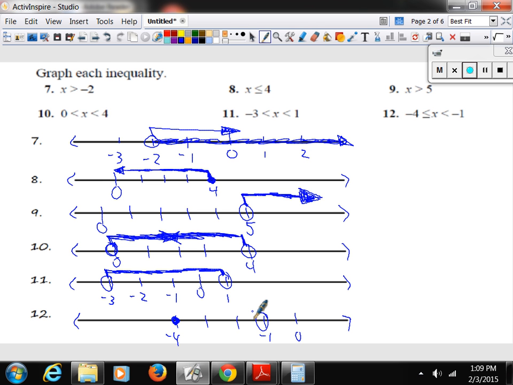So which one is a correct answer there? -4. -4 is a correct answer, and anything in between these, so the middle numbers. Those are all right answers.